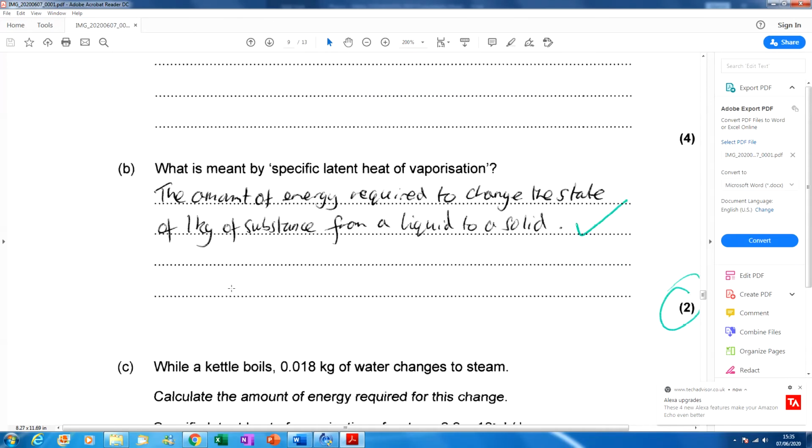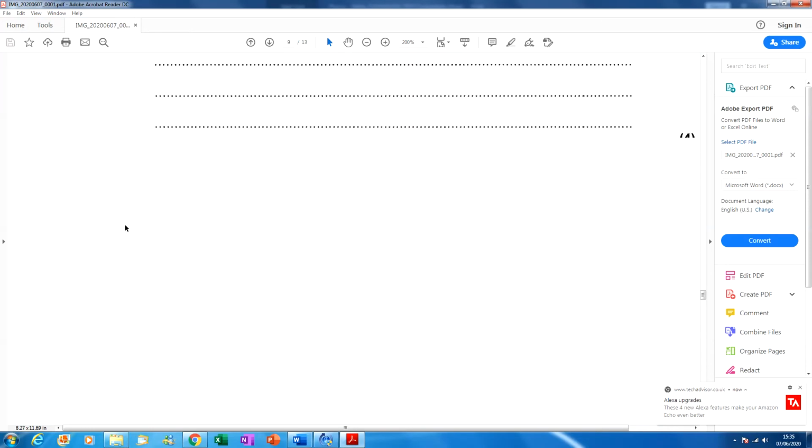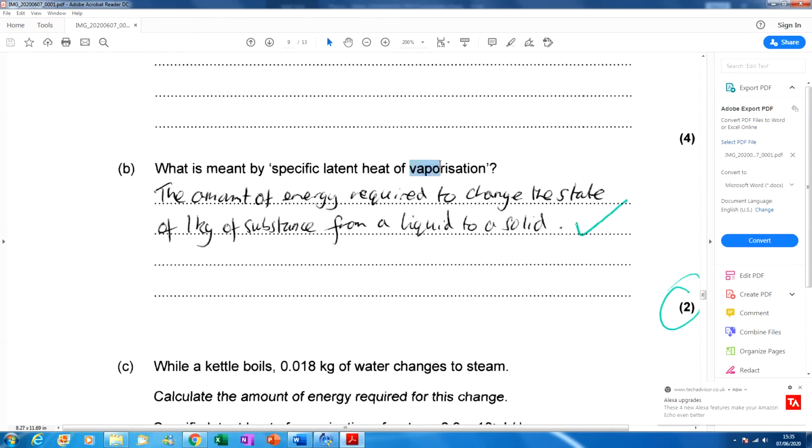So, what is meant by specific latent heat of vaporization? A couple of things to focus on here. The word specific means that you're talking about 1 kilogram of substance. So there's one mark for that. And vaporization means that the state change that you're talking about is going from, again, I've made a mistake. I said a liquid to a solid, and that's incorrect. It should be a liquid to a gas. So I would lose 1 mark. I should only get 1 mark out of that.